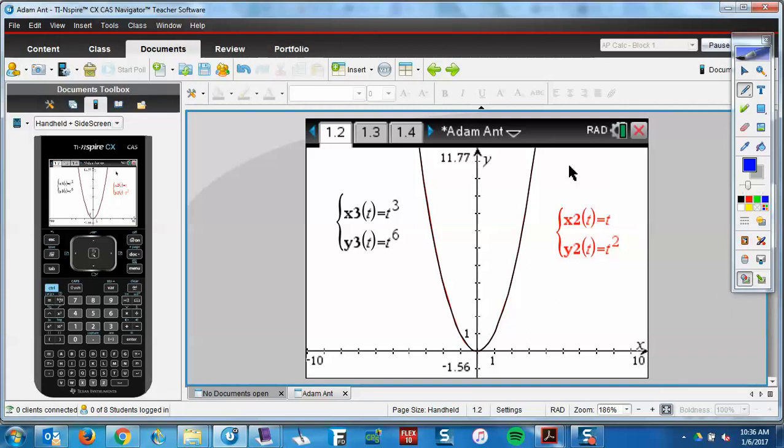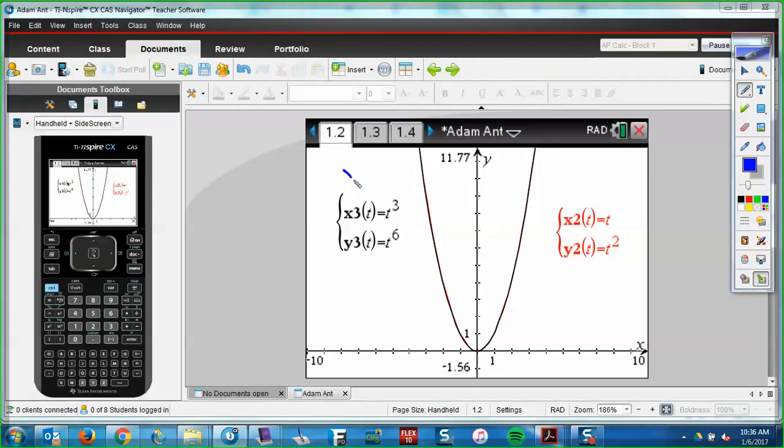Notice how it's the same graph. Well, look what happens when I do that same thing. If x is equal to t cubed and y is equal to t to the 6th, but isn't t to the 6th just t cubed squared? So if x is equal to t cubed, couldn't I substitute an x right there? And couldn't this be y equals, oh, it's the same graph.